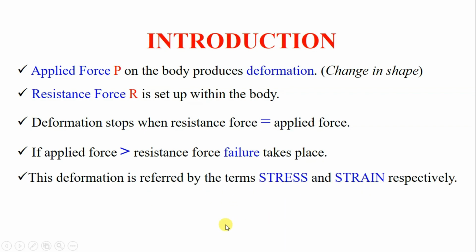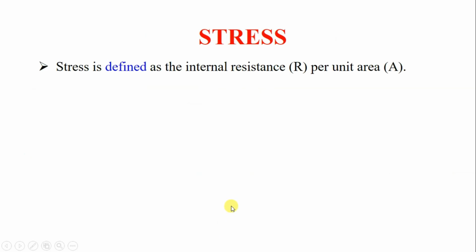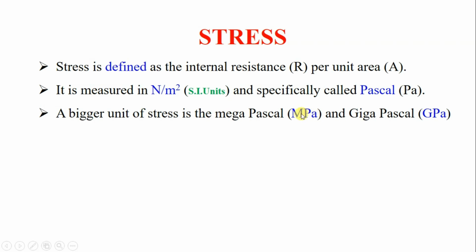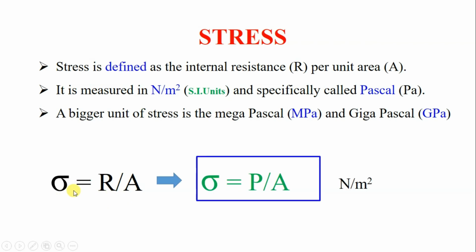Now let us see what is stress. Stress is actually defined as the internal resistance R per unit area A. We have seen both these things in the diagram. This stress is measured in Newton per meter square in SI units, and it is specifically called Pascal, denoted by Pa. A bigger unit of stress is the megapascal MPa and gigapascal GPa. Mega is 10 power 6 and giga is 10 power 9. So this stress, denoted by sigma, is equal to the resisting force by the area. Now we know that R is equal to P. So the stress formula becomes sigma is equal to P by A Newton per meter square.